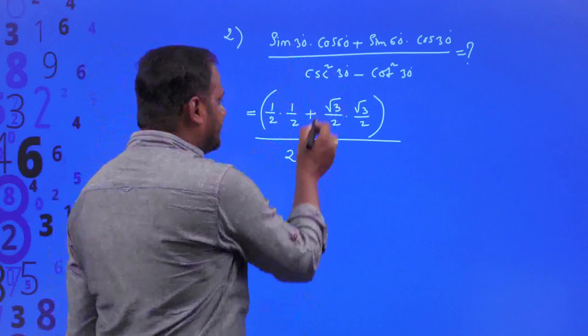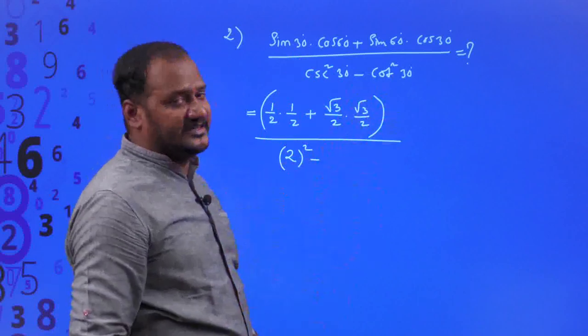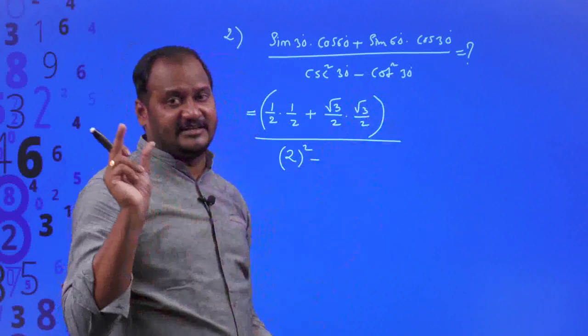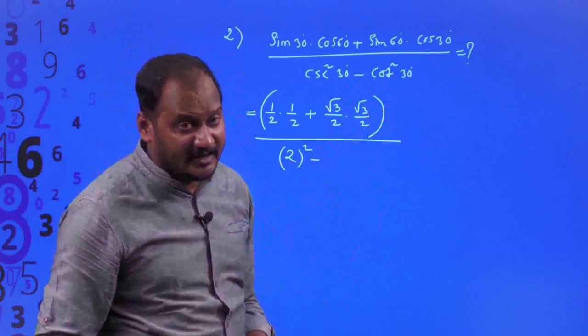But it is cosecant square 30, right? So 2 whole square, minus cot square 30. Cot 30 is the reciprocal of tan 30. Tan 30 is equal to 1 by root 3. So cot 30 is going to be root 3.